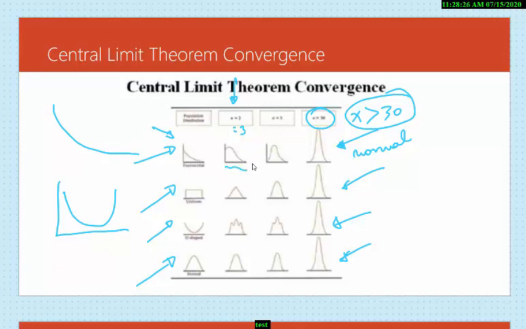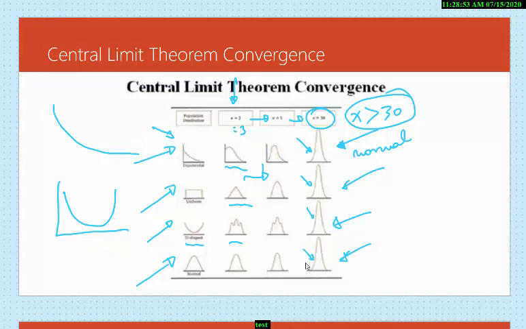It's not going to look like normal. If you start with uniform, it will look like a triangle. If you start with a U shape, it's going to reverse the shape of the U, but it's not going to look normal. So slowly, as you increase the sample size, you get closer to normality, exactly as we saw before with the binomial distribution.